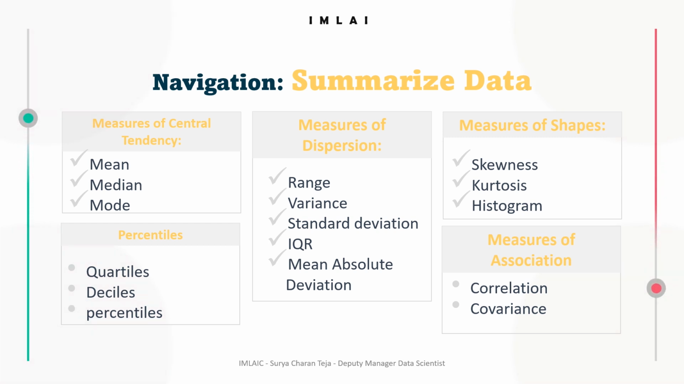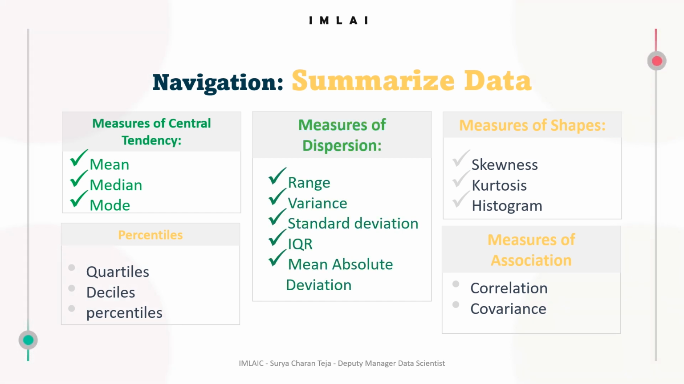of summarizing the data. So we are done with measures of central tendency: mean, median, mode. Then we moved on to the measures of dispersion, measures of variability: range, variance, standard deviation, interquartile range, mean absolute deviation. Then we jumped into the measures of shape. We have finished with skewness, kurtosis, histogram. Now it's time to enter into percentiles. So here we'll be looking at the percentile, quartile, and deciles.